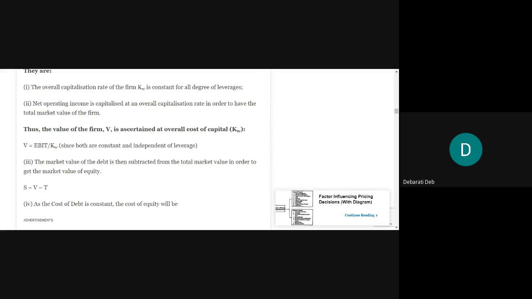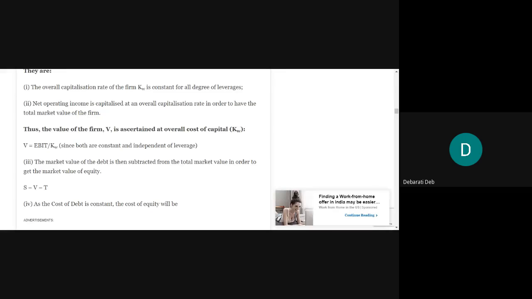What does degrees of leverage mean? Inclusion of debt in the capital structure, the proportion of debt in the total capital structure. So it says that whatever is the degree of leverage, the capitalization rate, that is K naught or KW, the overall weighted average cost of capital, is going to remain the same.